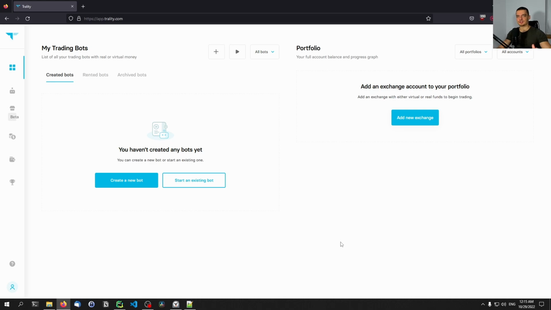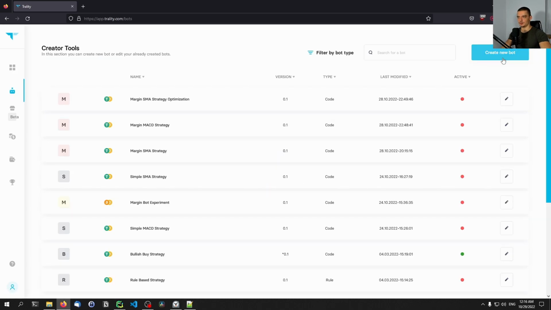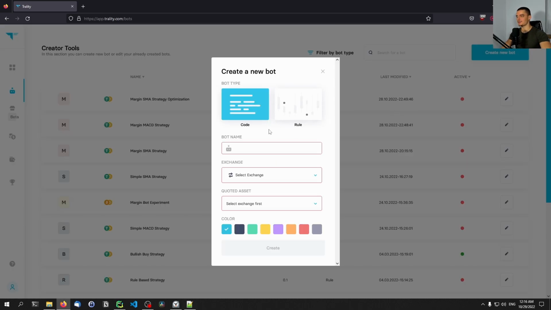All right, so let us now get started with the actual tutorial. What you see here is the dashboard once you're logged into Trality. I'm going to skip the account creation. I think it's quite self-explanatory. And we can create a new bot right from the dashboard, or we can also go to the creator tools section by clicking on this button here and then creating a new bot from here. This is also a possibility.